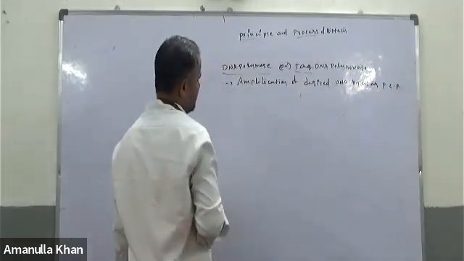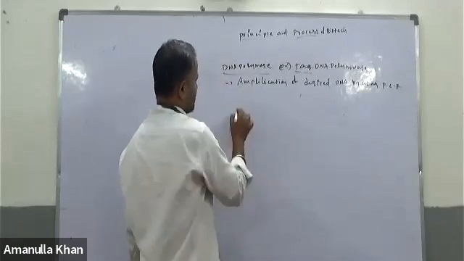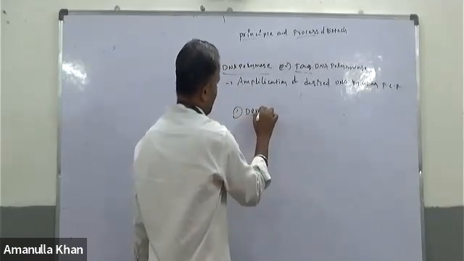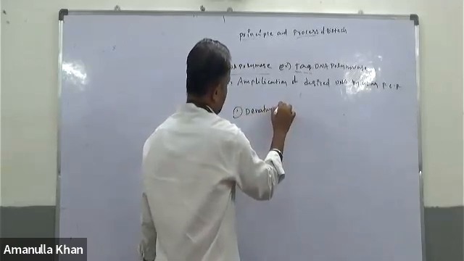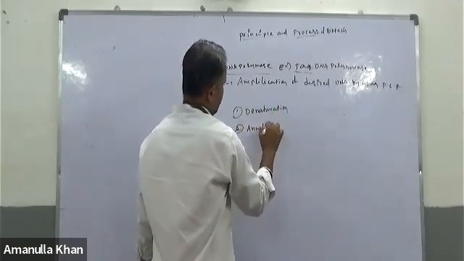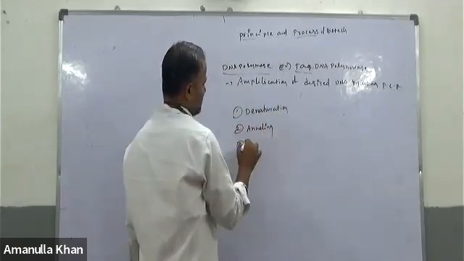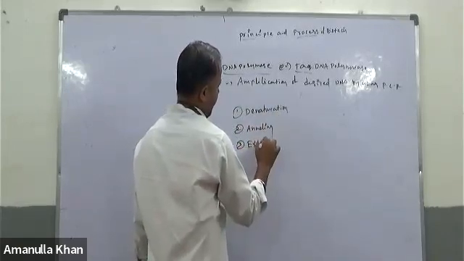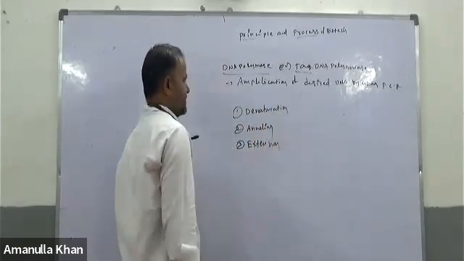In PCR there are three steps. First step is denaturation. Second step is annealing. Third step is extension.